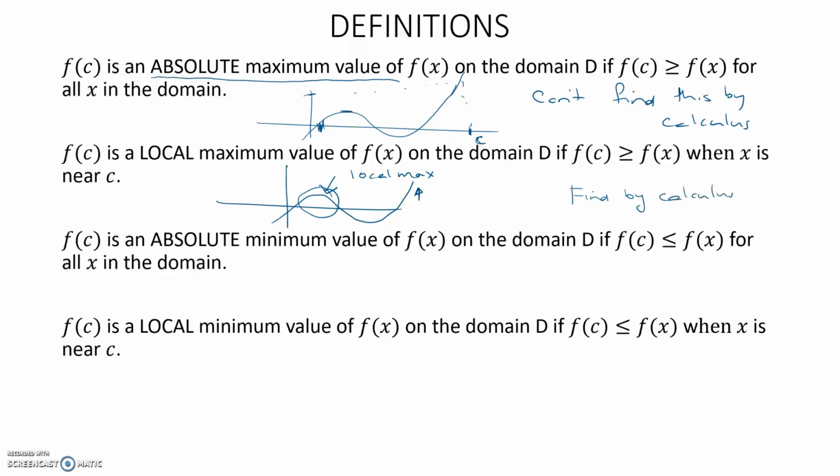And the same applies to the minimums, the absolute minimum. So we've got our function that goes like that still. Now, if I make it right, say if this is C here, the value of the function at C is lower than anywhere else. We can't find that by calculus.